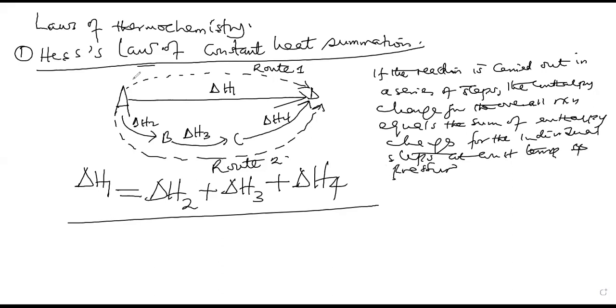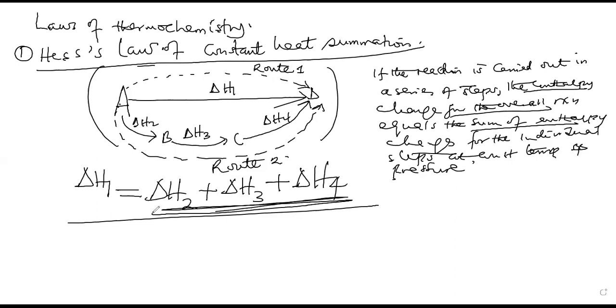The moment you know this, you can state it: if the reaction is carried out in a series of steps, step 1, step 2, step 3, the enthalpy change for the overall reaction from A to B equals the sum of the enthalpy changes for the individual steps at constant temperature and pressure. You can get your marks. Or someone can say it at constant temperature and pressure.